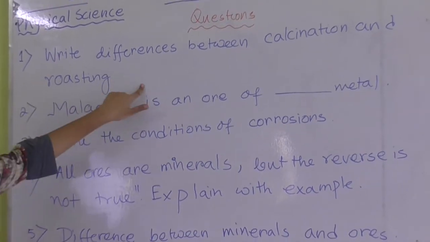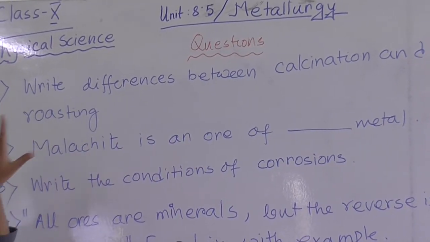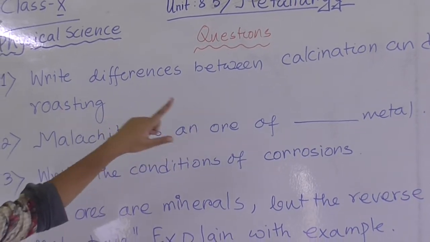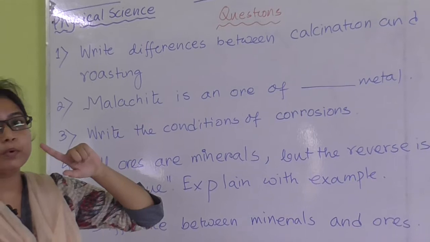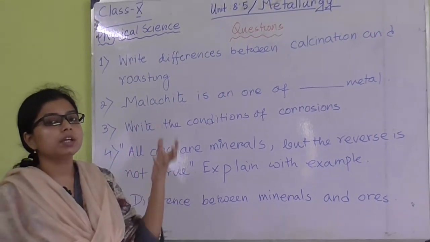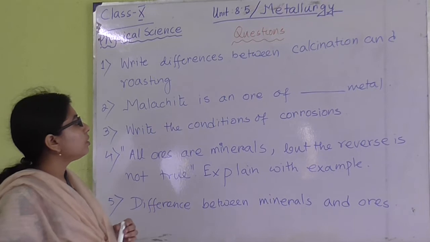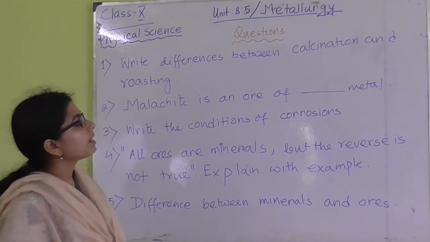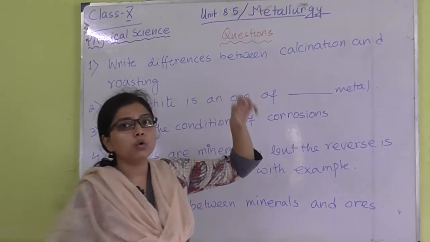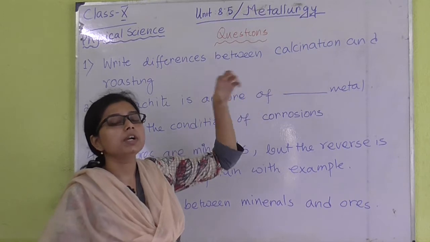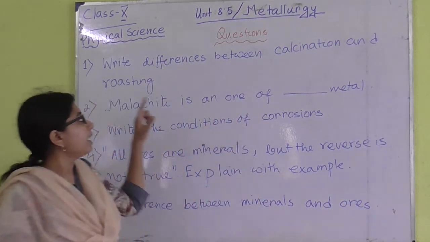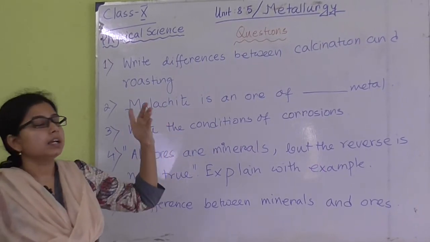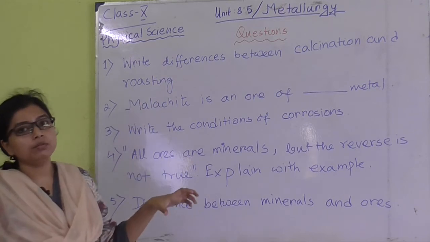Number 1, write differences between calcination and roasting. I have told this thing in the previous class actually. Calcination and roasting are the 2 processes we use for the extraction of metal. So, if we want to write the difference between these 2 processes, we can mention that calcination is a process where the ore is heated in presence of limited amount of air. Okay, and roasting is a process where we apply excess heat in presence of excess amount of air.